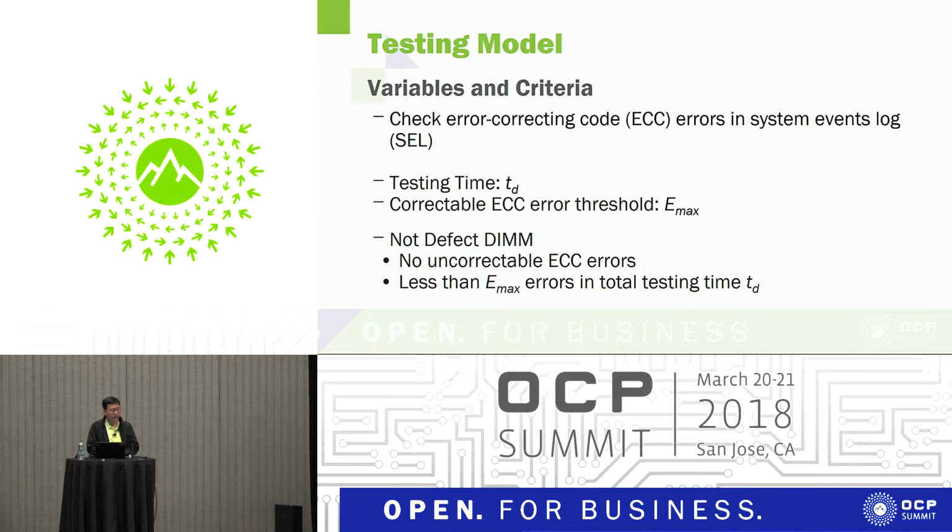We define the testing time as TD, which is how much time we have to test. Then, if the ECC errors exceed Emax, that's the upper threshold. If a DRAM module gets more correctable, single-bit ECC errors than the threshold, that DRAM module will be identified as failed.